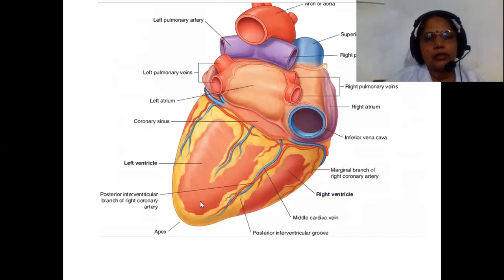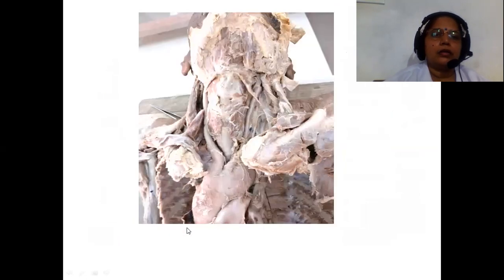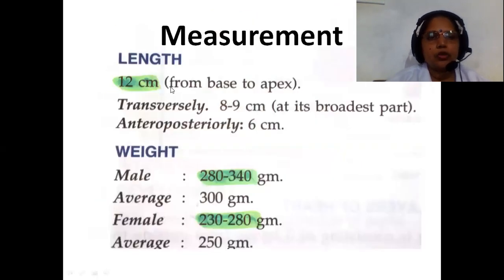Yes, this structure is called the base. This is the apex. What is the length from posterior to anterior? It is 12 centimeters from base to apex, transversely 8 to 9 centimeters, and anteroposteriorly 6 centimeters. Heart का anterior से posterior इसका जो length है, 6 centimeter.